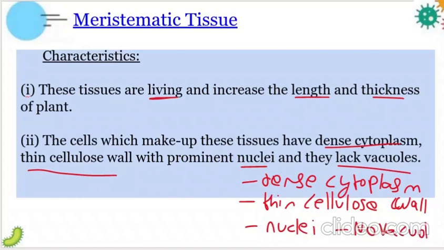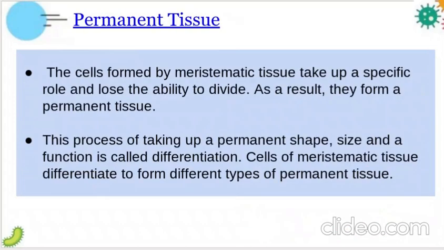They have no vacuoles. Why don't they have vacuoles? Because when vacuoles are present, division cannot happen, so they are dividing tissue, so there is a lack of vacuoles. Now coming towards the second type of tissues, those are permanent tissues.